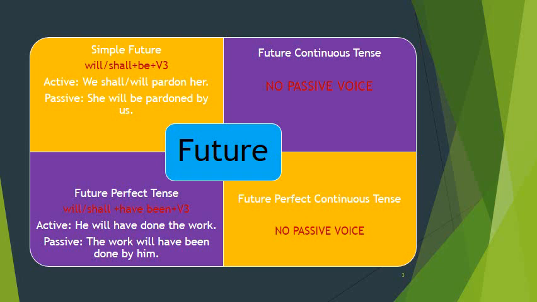Next is future continuous tense, which doesn't have any passive voice. Future perfect tense. The rule is will or shall plus have been plus third form of the verb. For example, he will have done the work. The passive is the work will have been done by him. There is no passive voice for future perfect continuous tense.